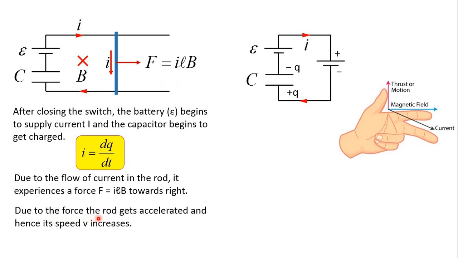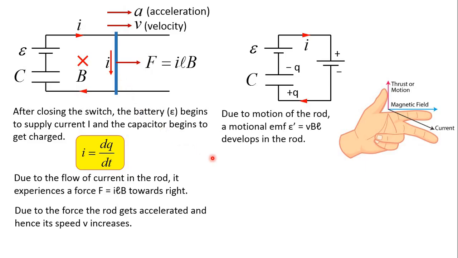Due to the force, the rod gets accelerated and hence its speed increases. So firstly, because of the force, the rod is going to get an acceleration, and this acceleration will give velocity to the rod, and the velocity will keep on increasing because acceleration causes an increase in the velocity.